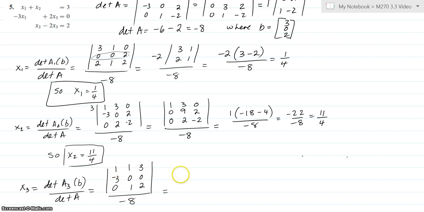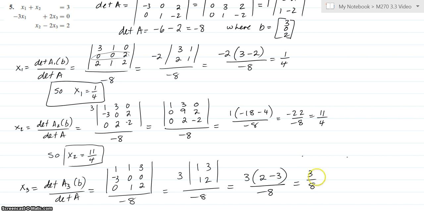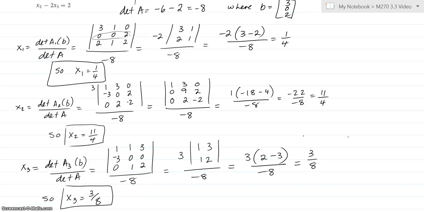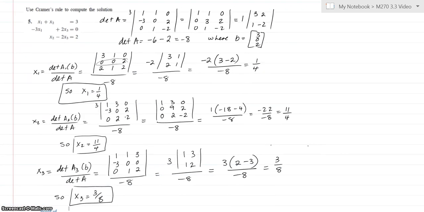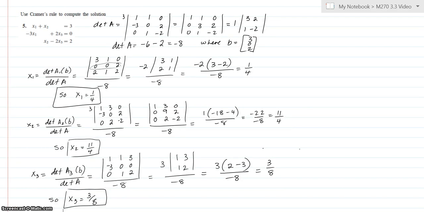So that's plus, minus, so that would be a 3 times the remaining determinant. If I take away the first column, second row, it would be 1, 3, 1, 2. So we would get 3 times 2 minus 3 over negative 8, or 3/8. And that is Cramer's rule. Let's make it a little smaller so we can see the whole thing at once. And that gives us the x1, the x2, and the x3.